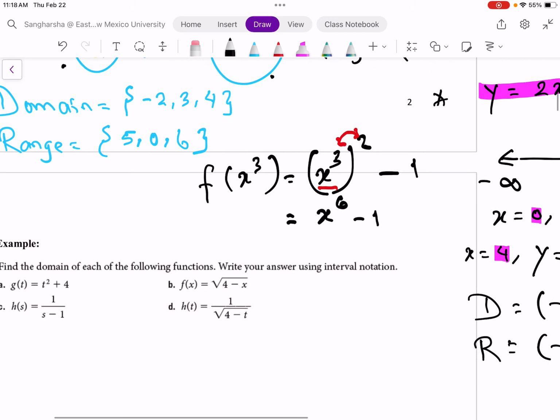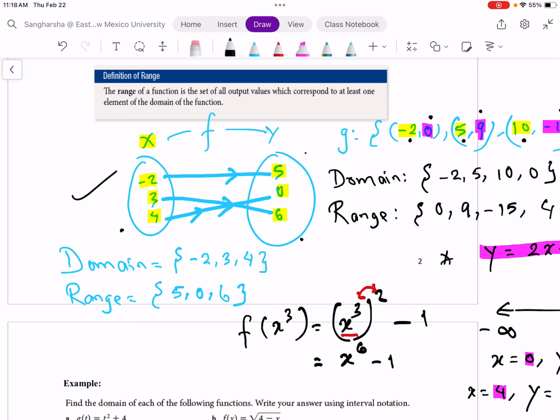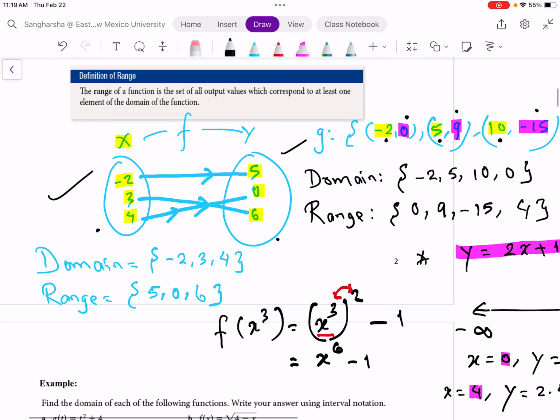Now we do have some more examples here. These two are easy. So when your function is in the mapping diagram and the set, it's pretty easy finding the domain and range. But whenever your function is in the equation form, we need to work extra here. Now let's go to our example here.